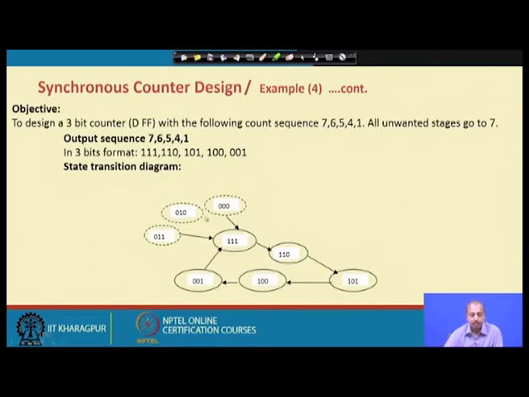Another example that we take is to design a 3-bit counter with D flip flop with the following sequence. This is not based on JK, but it is based on the D flip flop. It will count in the sequence 7 6 5 4 1, and all unwanted states will go to state 7. So, it starts at 7, then 6 5 4 1, then again 7, it goes like this. If it starts at other unwanted states like 0 0 0, 0 1 0 and 0 1 1, they go to the state 1 1 1, that is 7. So, this is the specification of the problem.